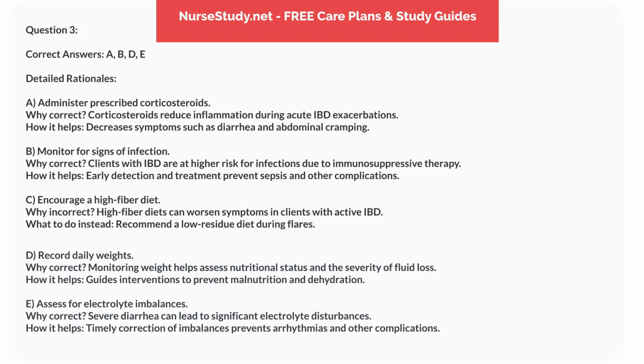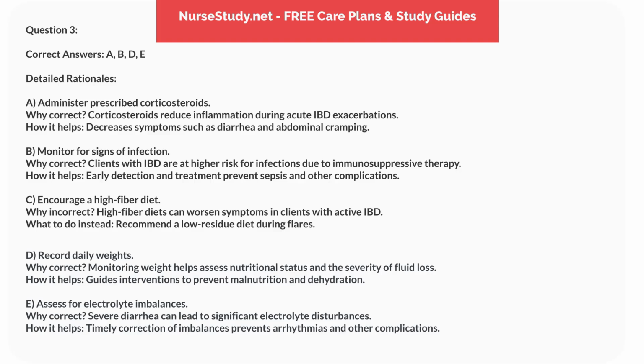Detailed rationales. A. Administer prescribed corticosteroids. Why correct? Corticosteroids reduce inflammation during acute IBD exacerbations. How it helps: decreases symptoms such as diarrhea and abdominal cramping. B. Monitor for signs of infection. Why correct? Clients with IBD are at higher risk for infections due to immunosuppressive therapy. How it helps: early detection and treatment prevent sepsis and other complications.